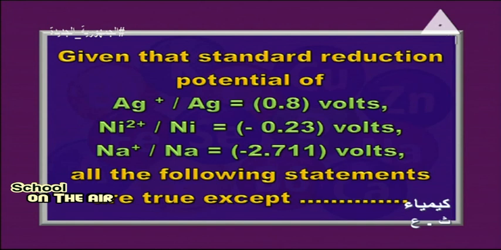Given that the standard reduction potential of Ag⁺/Ag equals 0.8 volt, Ni²⁺/Ni equals negative 0.23 volt, and Na⁺/Na equals negative 2.711 volt, all the following statements are true except one. So we are going to choose the wrong answer.